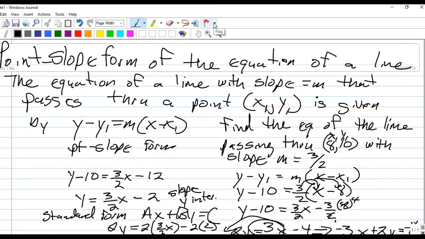And in general, I like for the coefficient for my x term to be positive. So what I would now do is multiply this through by negative 1. If I did that, that would give me 3x minus 2y is equal to positive 4.